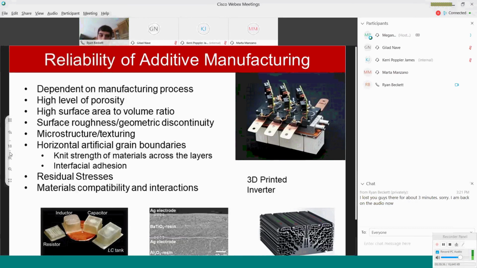Also, these materials tend to be a lot more porous because they tend to be made by fusing particles together. And so as a result, you have a lot more gaps and a lot more pores that could initiate cracks. It's another area. They tend to have a very high surface to volume ratio because you're making very complex structures that you can't make otherwise. So you have a lot of surface interactions. Films can form, reactions can occur.